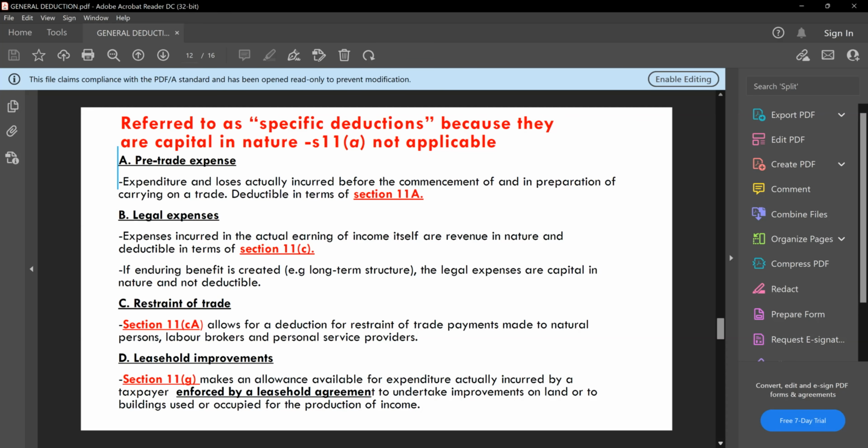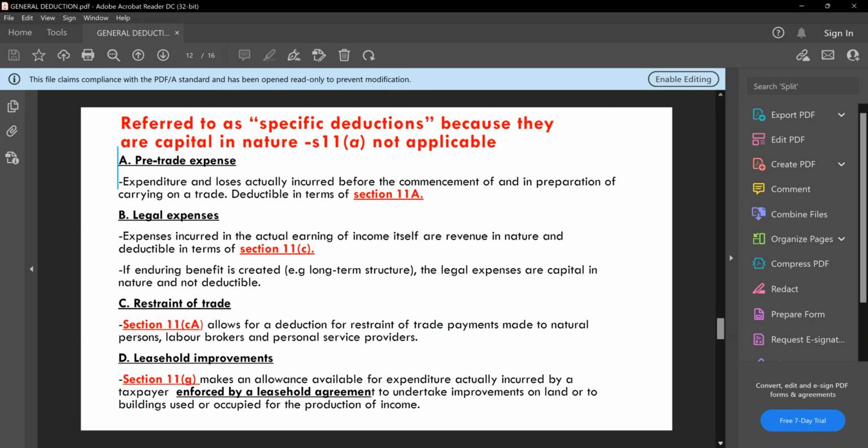There's also legal expenses, and these are deductible in terms of Section 11C. Expenses incurred in the actual earning of income itself are revenue in nature and deductible in terms of Section 11C. If an enduring benefit is created, for example, a long-term structure, the legal expenses are capital in nature and not deductible. So can I just give you a little example there?